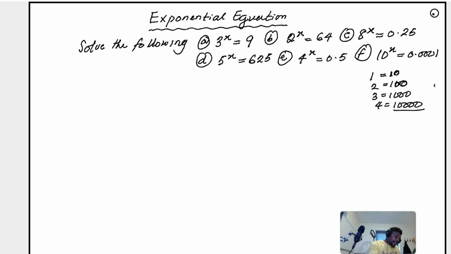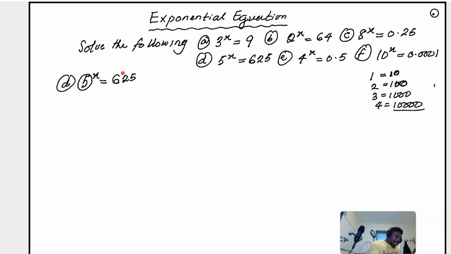Now, question D. 5 raised by x is equal to 625. 5 is already in its lowest form. Whenever I'm talking about lowest form, it simply means it's only 1 and that number that can go in itself. So what can go in 5? Only 1 and 5. That is why 5 is in its simplest form.